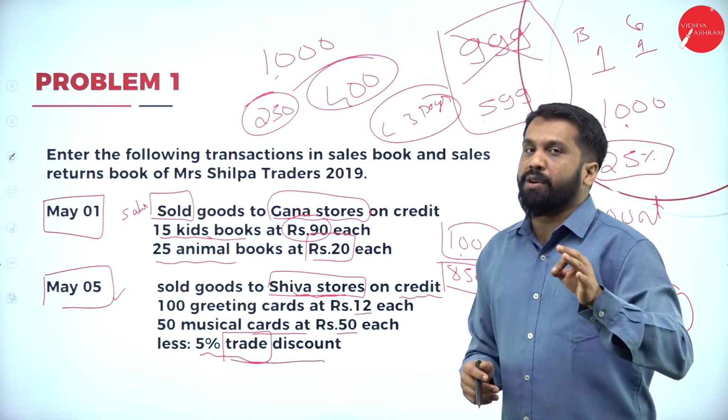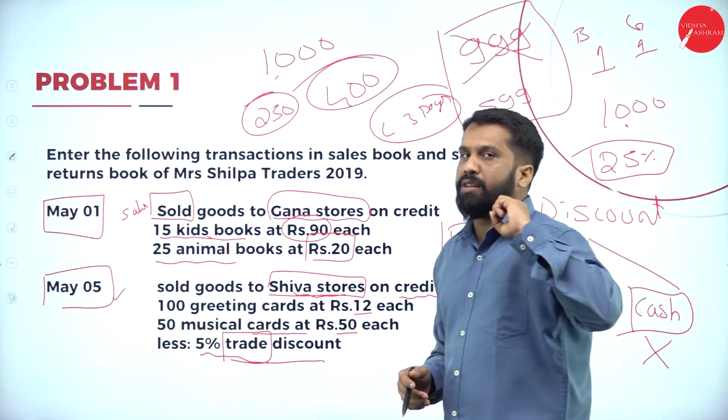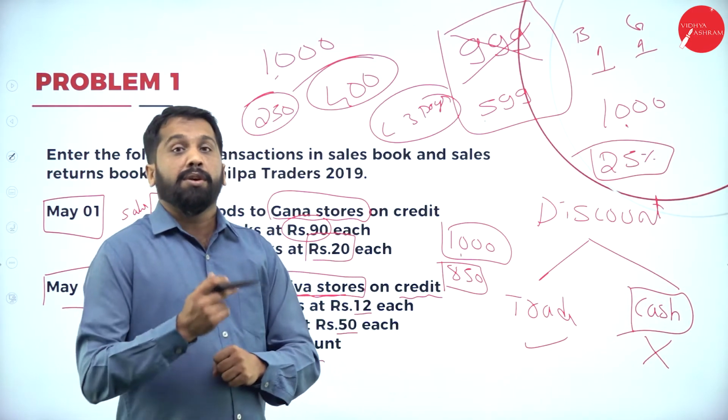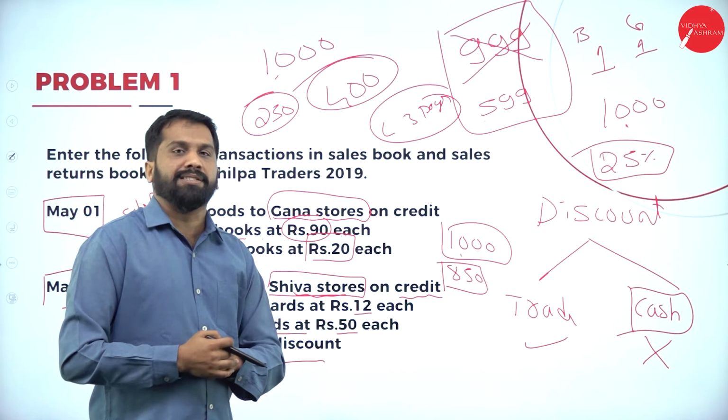So this is all about your discount part. Always remember, what is trade discount? The owner will offer. What is cash discount? We bargain. That is called cash discount.